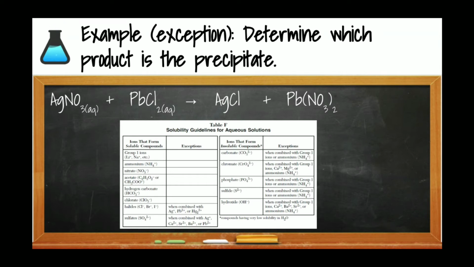Let's begin with silver chloride. We'll look for chlorine. Chlorine is a halide. Halides are soluble, except when they are combined with silver, lead, and mercury. So silver chloride is an insoluble precipitate, so we will follow its formula with a subscript S. Now, lead nitrate contains nitrate, which is soluble without exception. Since it is soluble, its formula will be followed by the subscript AQ.